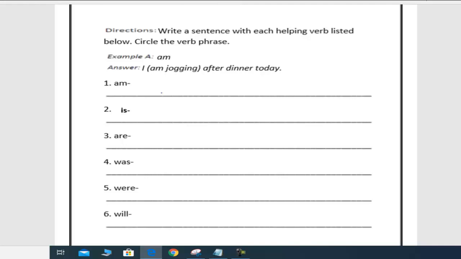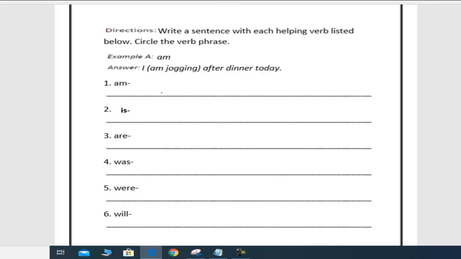For example, am. It will be, I am jogging after dinner today. Am jogging is the verb phrase. So, number 1, am. My sentence will be, I'm still reading this article, and the verb phrase is am reading. Number 2 is, he is reporting the news, and my verb phrase will be is reporting. Number 3, are. They are hoping to put an end to the virus, and my verb phrase will be are hoping.